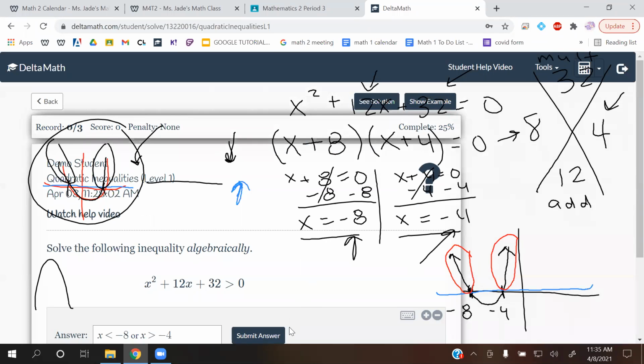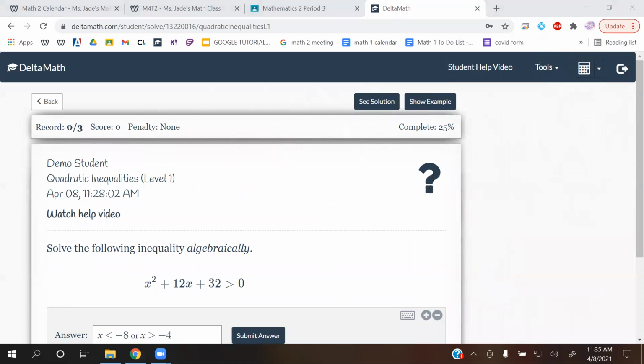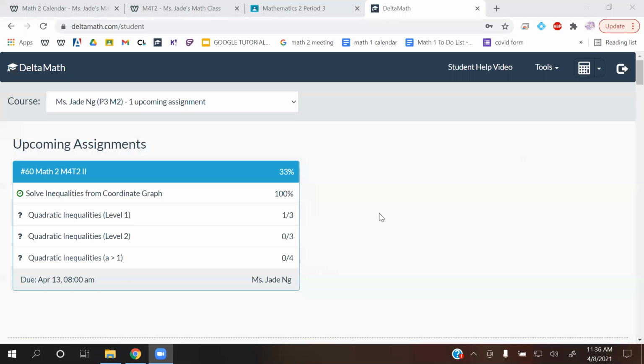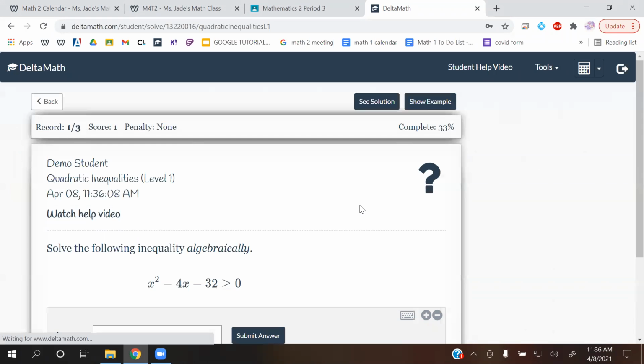Wow, okay, give me a second. Let me clear all of our annotations first because it's messy. Pause the recording. Okay, so I don't know why it wasn't loading. Delta Math does that sometimes, but as you can see, we got 1 out of 3, so that means it was right. All right, let's do another one.